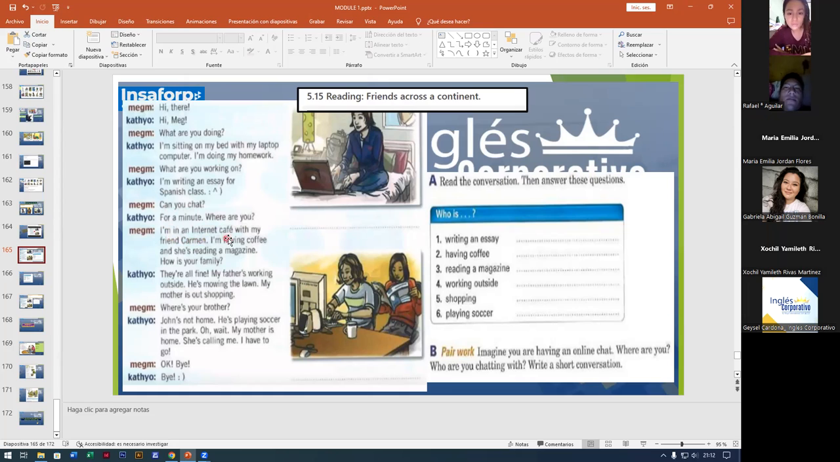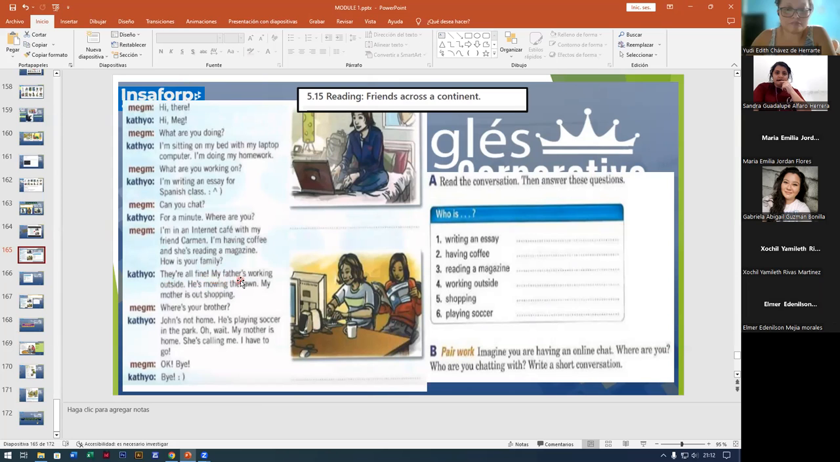I'm in an internet cafe with my friend Carmen. Nice. I'm having coffee and she's reading a magazine. How is your family? Okay. Very good. Thank you. Rafael, continue. They are all fine. My father is working outside. He's mowing the lawn. My mother is outside shopping. Excellent. That's good. Maria Emilia.